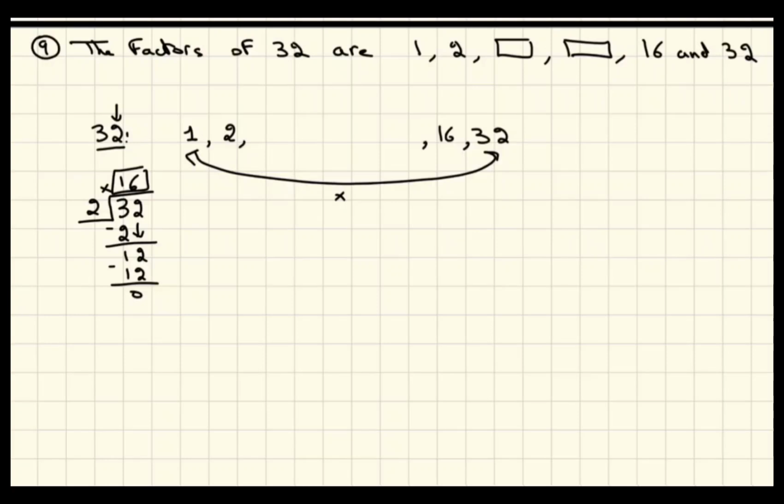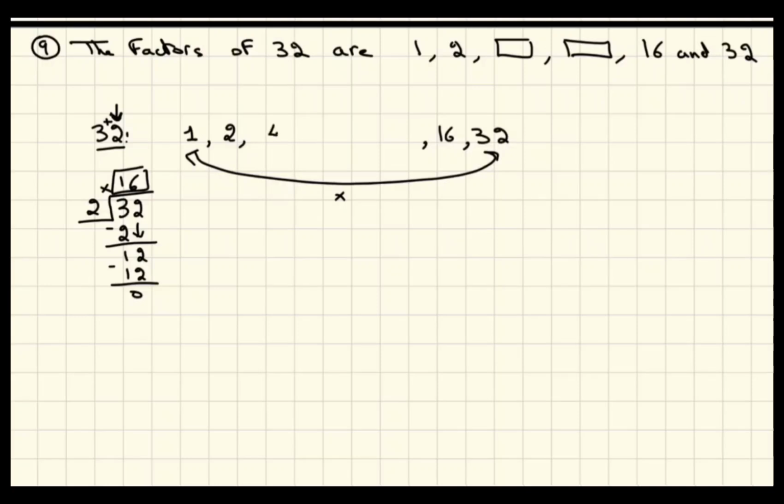Now, is 32 divisible by 3? No. Why? Because we're going to talk about this in a different question. To check divisibility by 3, I need to add the digits. 3 plus 2 is 5. And 5 is not divisible by 3. So 32 is not divisible by 3.